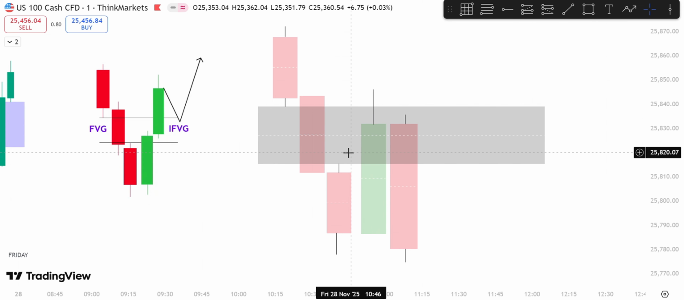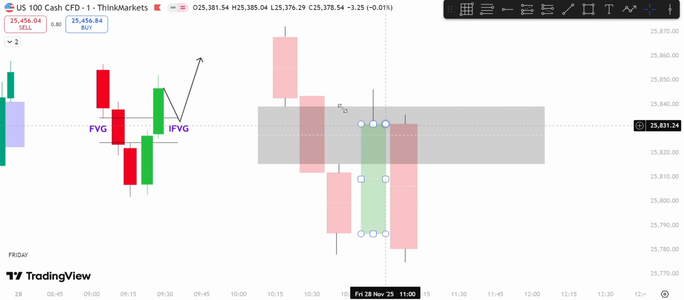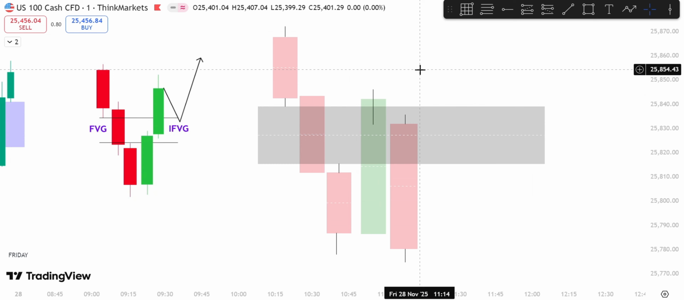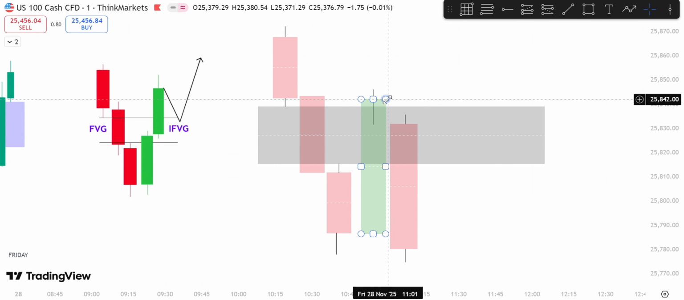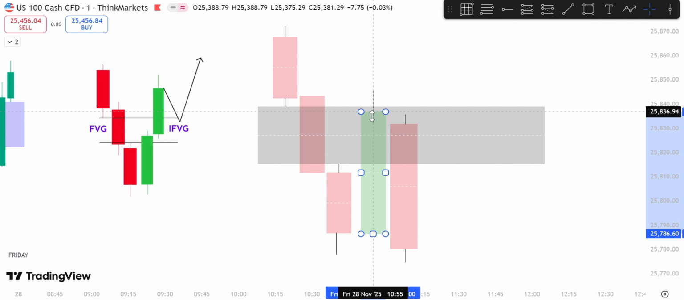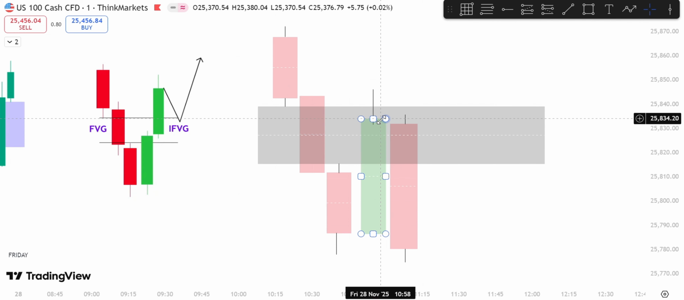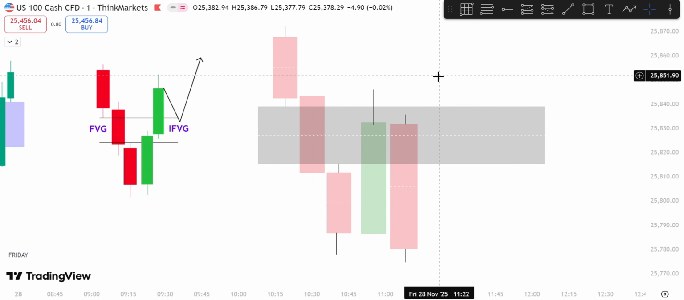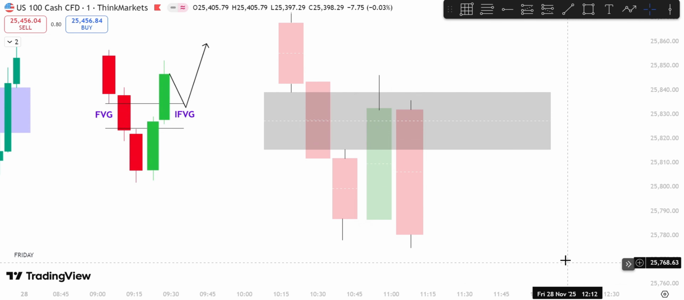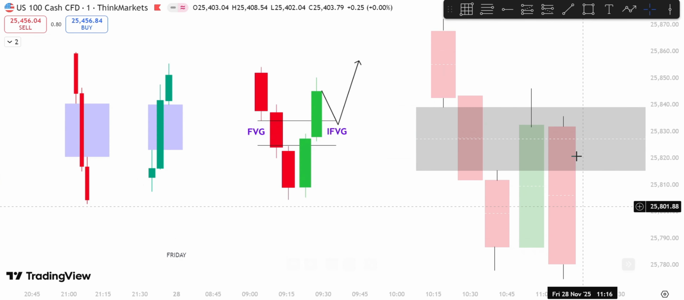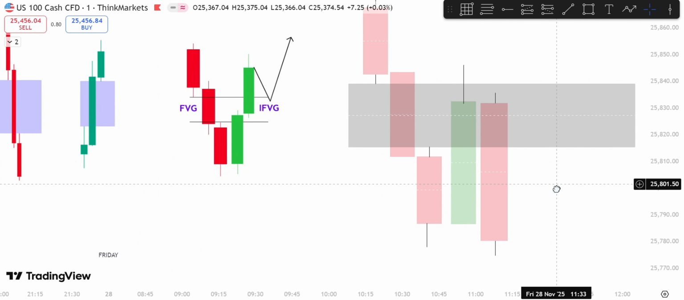So this means that sellers are still actually in control, right? Because price could not reach this, because if this would happen, that would mean a different story. But since sellers took control of the gap, since sellers took control of the POI, they actually brought price down back once again, as it should have been. So this was actually a retest to the fair value gap.